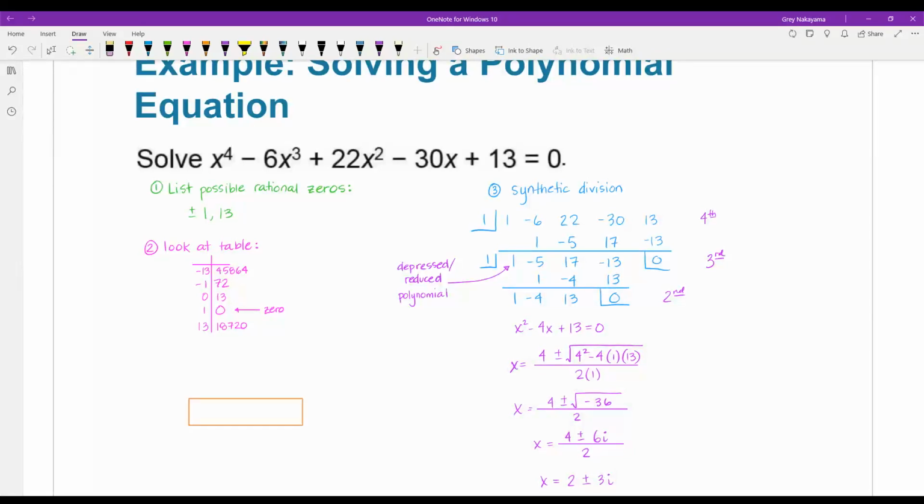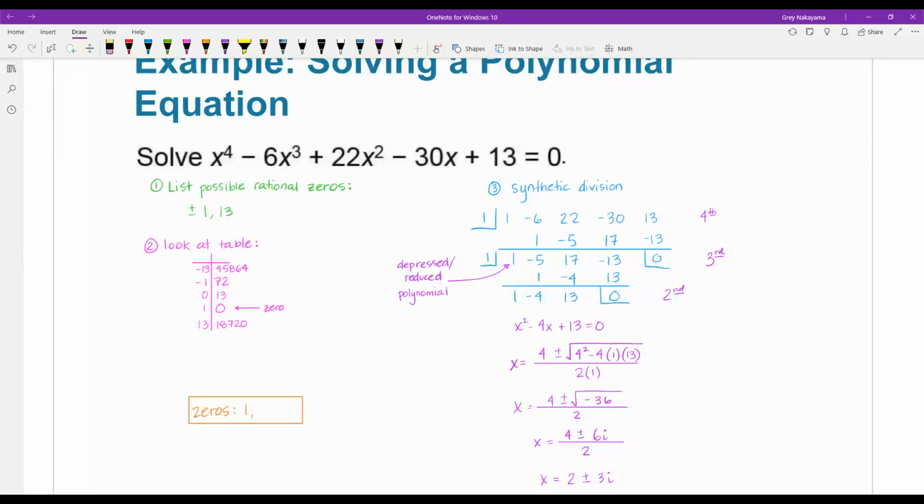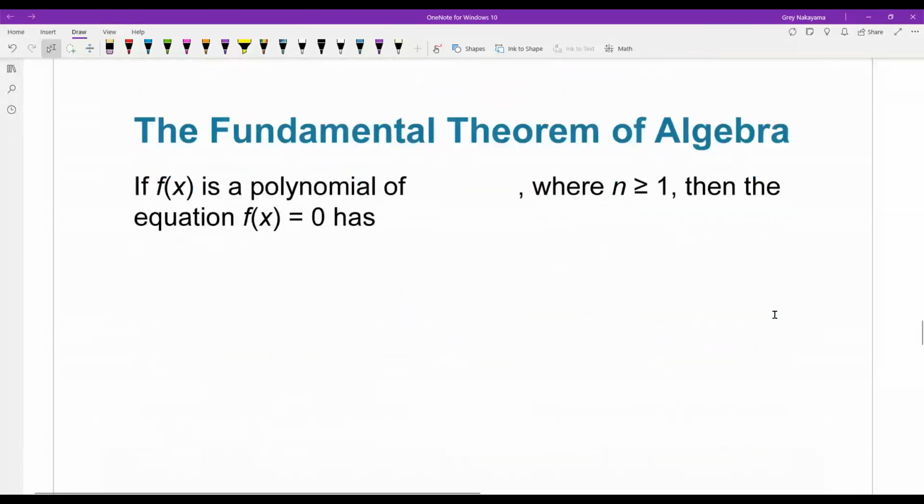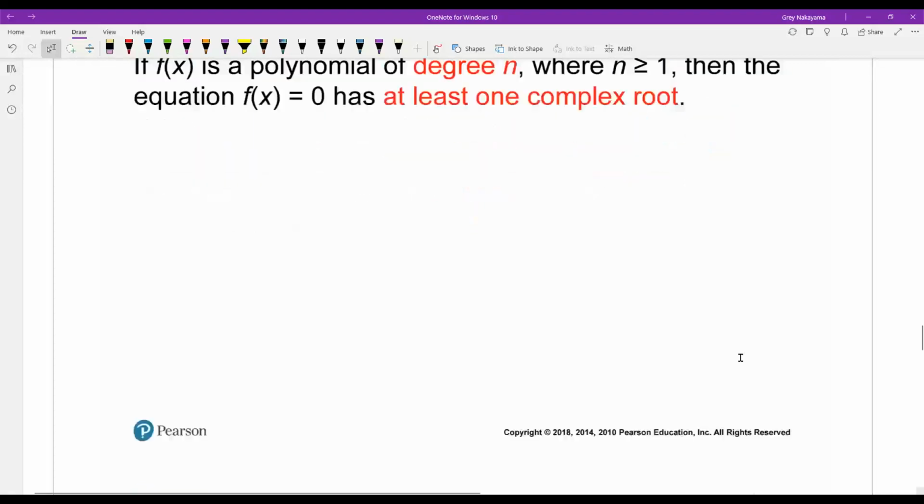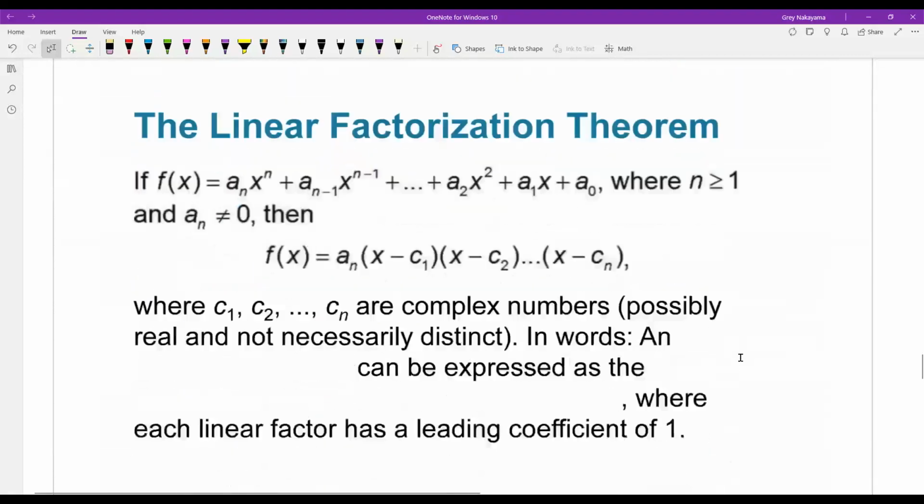So my zeros are 1, which we found in there. I don't need to list it twice, but it is a 0 twice, and then I have 2 plus or minus 3i. So when we talked about having 4, the 1 counts twice because I have a 1 here and a 1 here, and then I have 2 plus or minus 3i. That goes along with our fundamental theorem of algebra, which says if I have a polynomial of degree n, it has at least one complex root, because any real number can be written as a complex number.